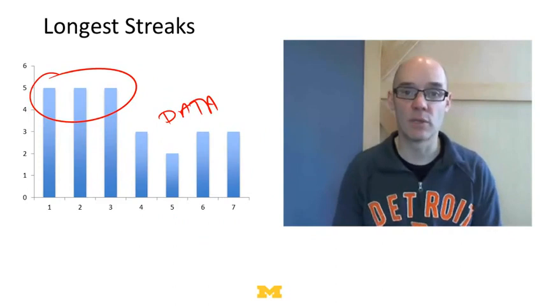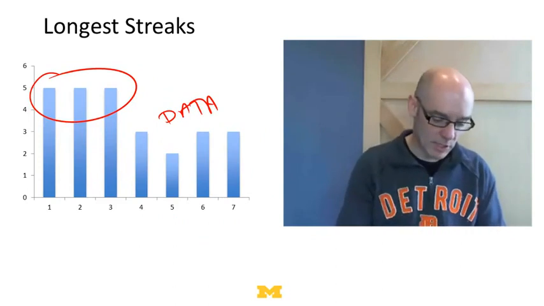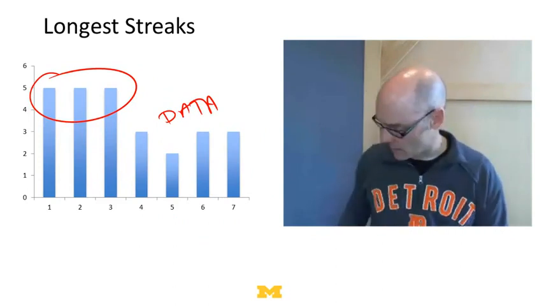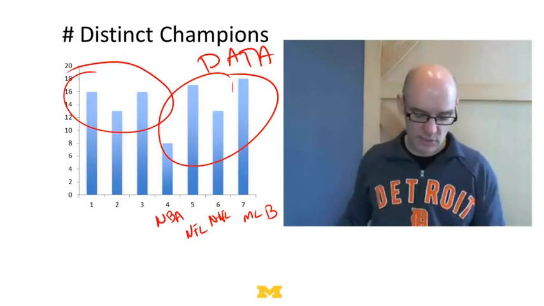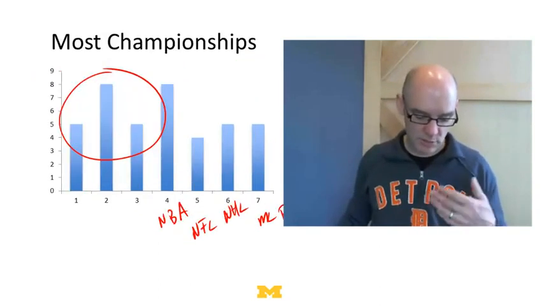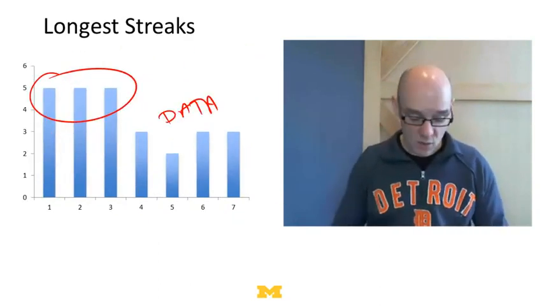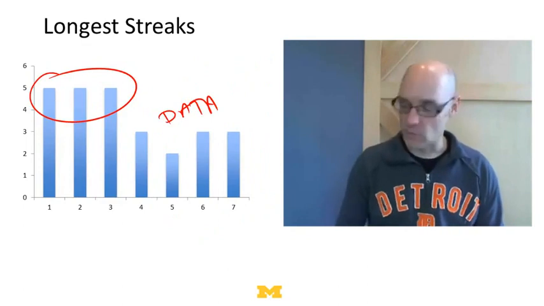So it's very hard for a sports team to win 5 in a row, whereas in my model, that was more likely to happen. But overall, if you look at the 3 things, distinct champions, most championships, and longest streaks, we saw that all 3 of those things sort of lined up.